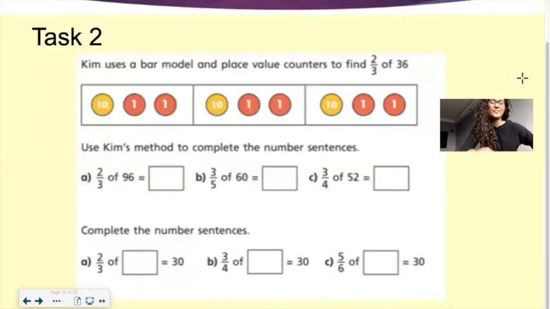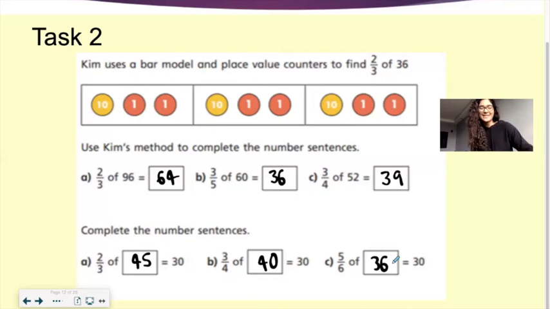Task number 2. Kim uses a bar model and place value counters to find 2/3 of 36. Use Kim's method to complete the number sentences. And then once you've done that, complete the number sentences below. Off you go. And here are your answers.